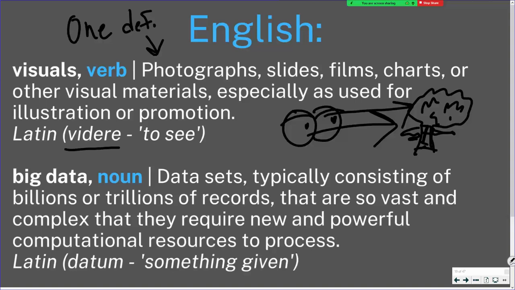And then big data is data sets, and they typically consist of billions, even trillions of records that are so vast and so big and complicated that they require new and powerful computational resources to process. And of course, datum is from the Latin, and it means something that is given.